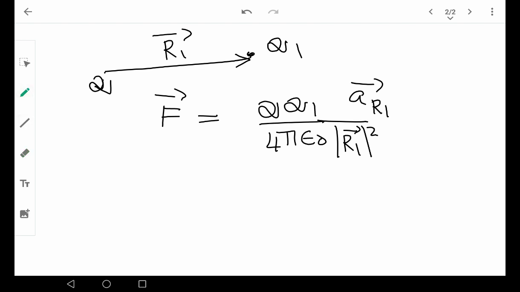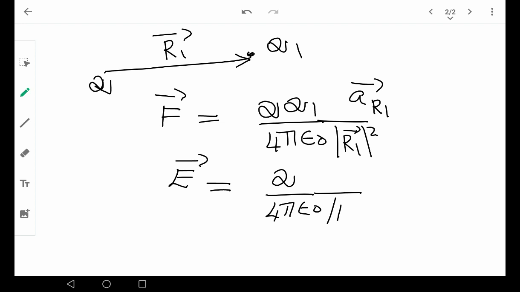Electric field as E equal to Q by 4 pi epsilon 0 R1 square, then A R1. So this is the force experienced by a 1 Coulomb charge. This is called the electric field intensity. So this is the equation for the electric field intensity.